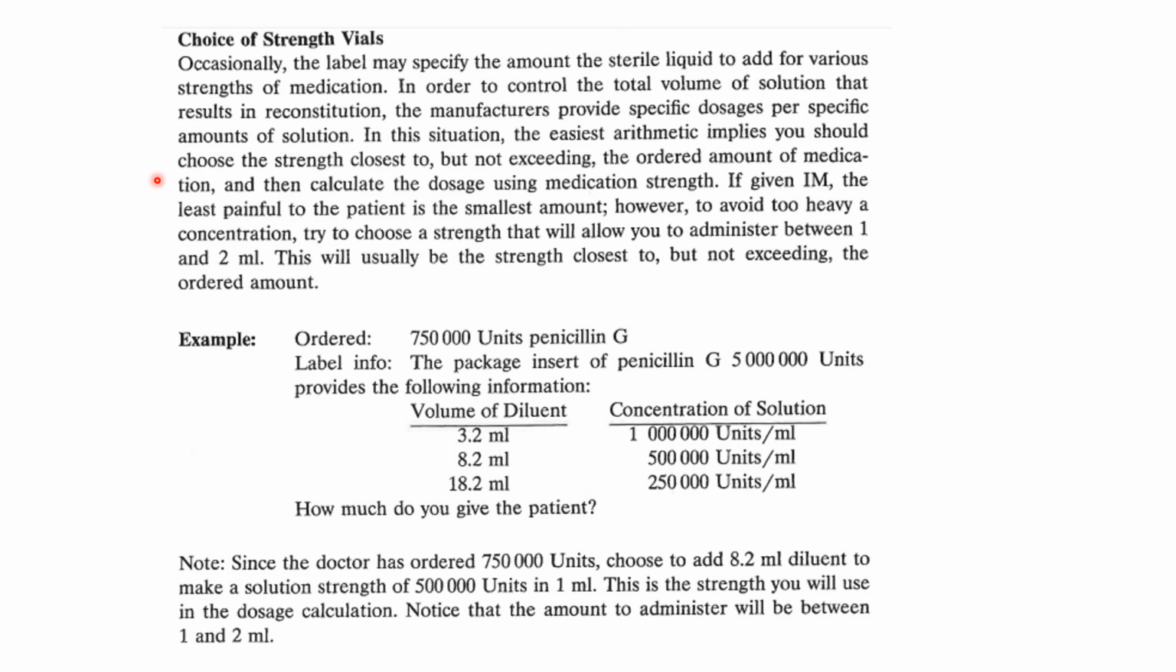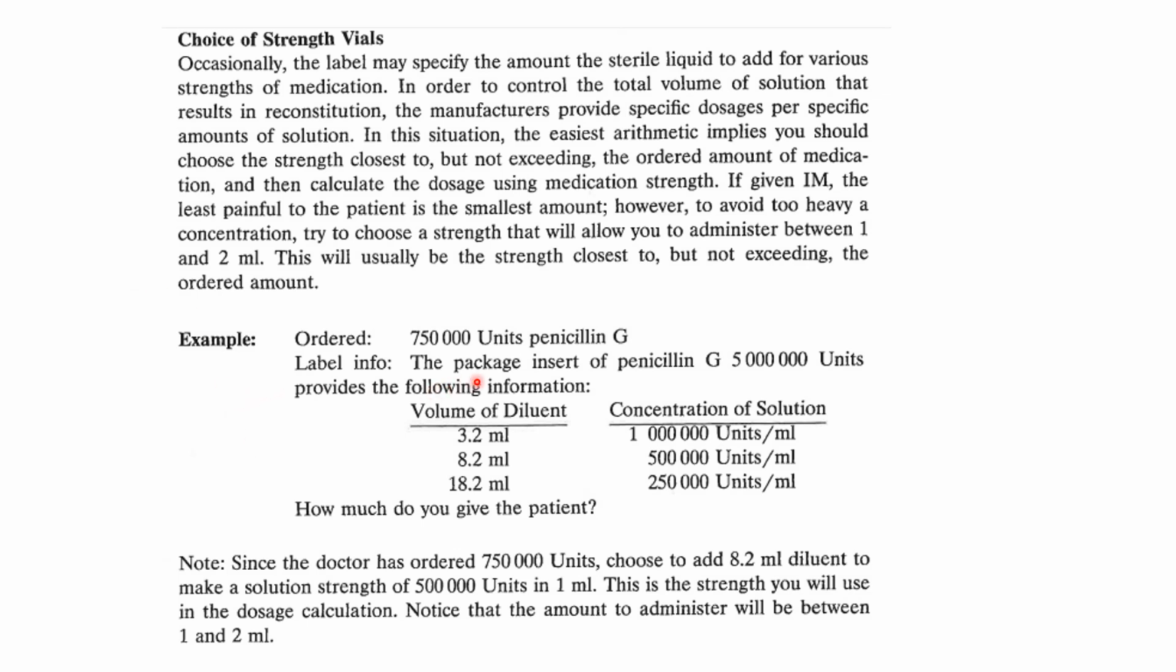If you're giving this intramuscularly, that is, you're giving a shot, the least painful to the patient is to use the least amount. However, to avoid too heavy a concentration, try to use a strength that will allow you to administer between 1 and 2 milliliters. This is usually the strength closest to, but not exceeding, the ordered amount.